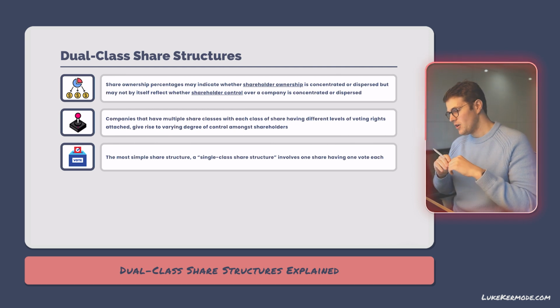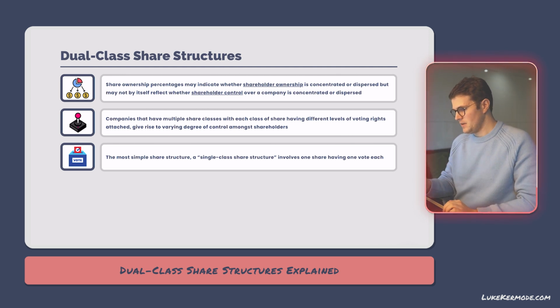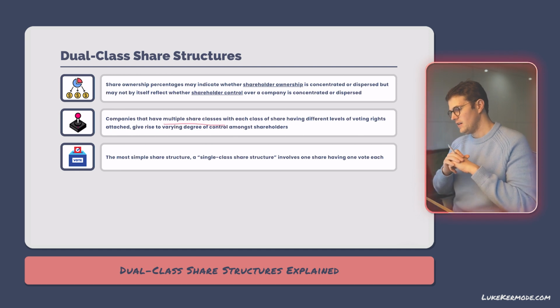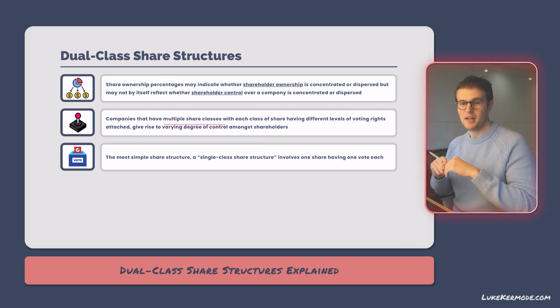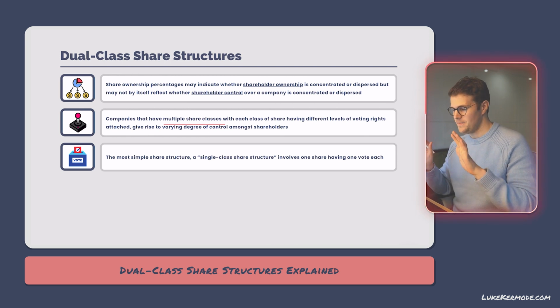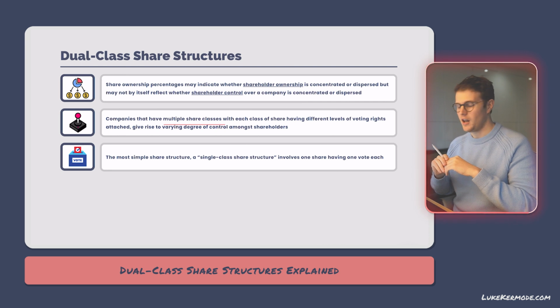So companies that have multiple share classes, so Class A's, Class B's, Class C's, with each share class having different levels of voting rights attached, give rise to varying degrees of control among shareholders. So how companies get around and establish control amongst certain shareholders is by creating multiple classes of shares.